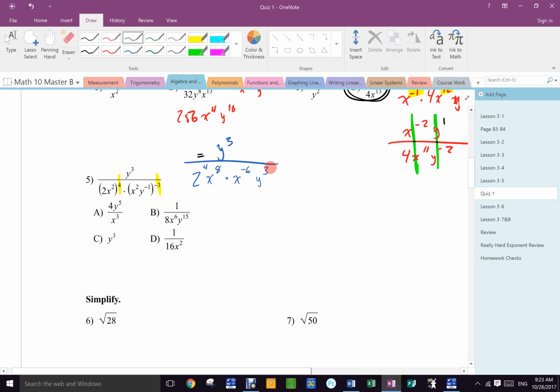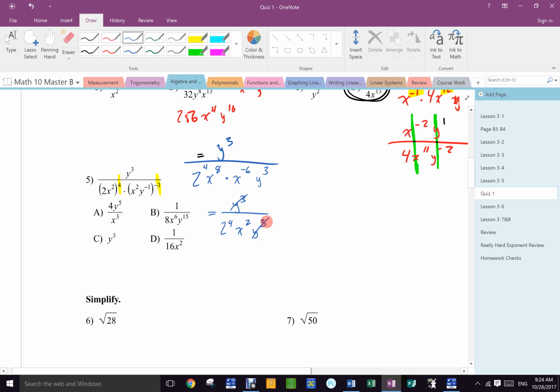Positive 3. Now I can sort out, I still have nothing to do up top, but on the bottom I got x to the 8th and x to the negative 6. What's that? 2. And the y's are staying the same. Now, can I sort out here? Are there any negative exponents? They all took care of themselves, didn't they? So nothing's moving. What happens when I have the same thing on the top and the same thing on the bottom? They cancel.